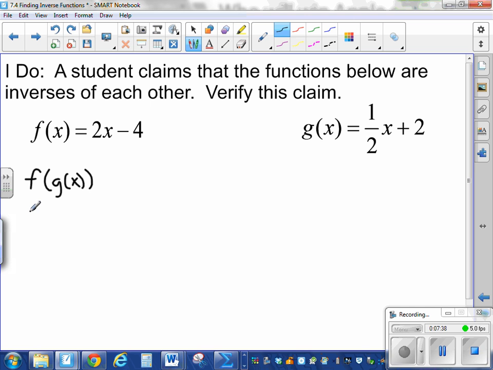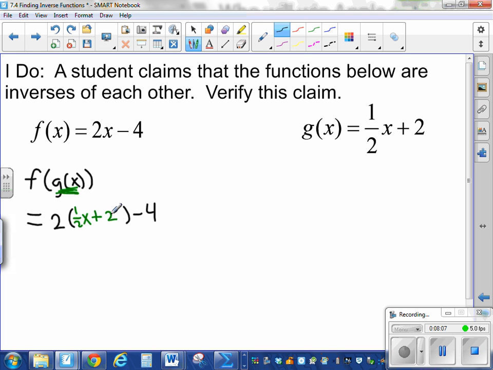So the first step here goes back to the composition of functions. You're going to write the f function, so it's the 2x minus 4. But instead of putting the x, you're going to put a blank spot. All right, so now we're going to fill in the blank spot with our other function, the g of x. That goes on the inside because this tells you right here, g of x goes on the inside. So on the inside goes 1/2 x plus 2.